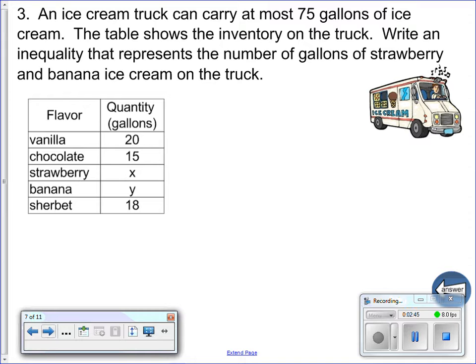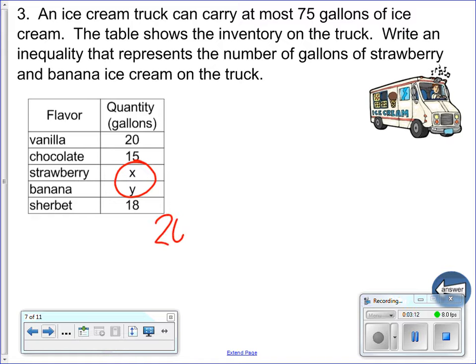An ice cream truck can carry at most 75 gallons of ice cream. So that right there tells us that it's less than or equal to 75. The table shows the inventory on the truck. Write an inequality that represents the number of gallons of strawberry and banana ice cream on the truck. So those are the two that we're missing right there. So we know that the total, all of the flavors, have to be less than or equal to 75.